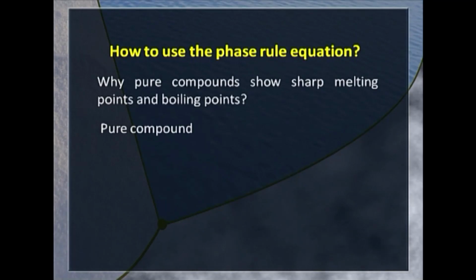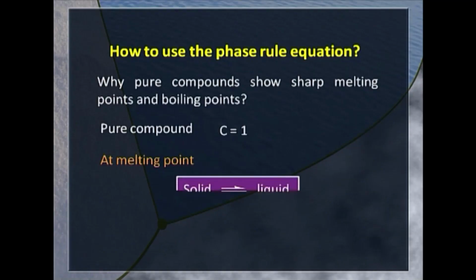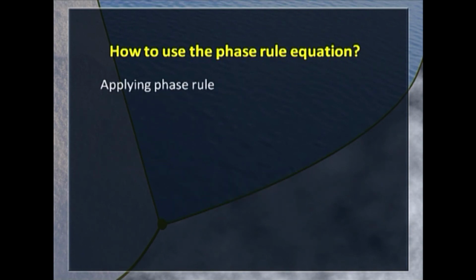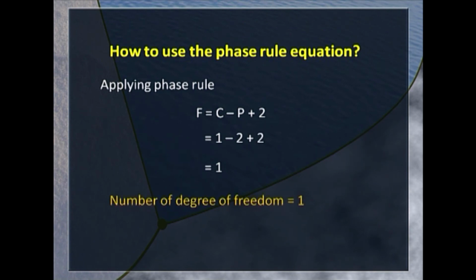A pure compound, which means the number of components is 1, C is equal to 1. We are heating it, we take it in a capillary and melt it. As we heat it, a stage comes where melting begins. That means there will be an equilibrium established between solid and liquid. The number of phases therefore will be 2 in equilibrium. To this, let us apply the phase rule. F is equal to C minus P plus 2. In this case, C is 1, P is 2, so that 1 minus 2 plus 2, we are left with 1. The number of degrees of freedom available to us is 1.